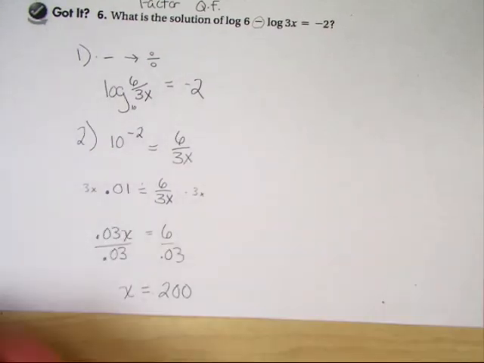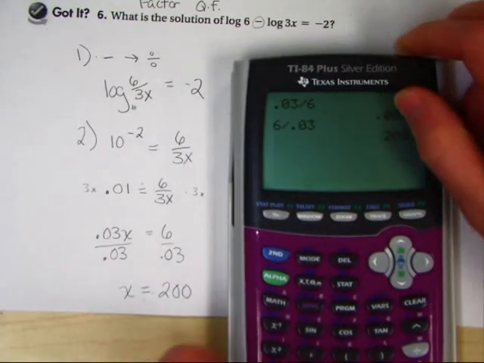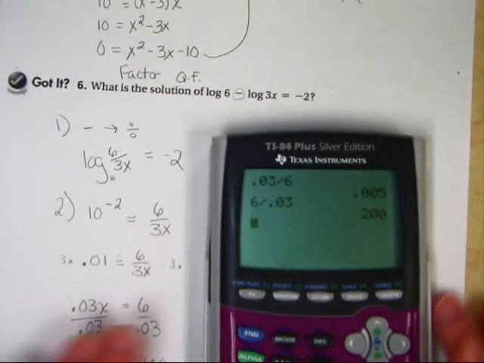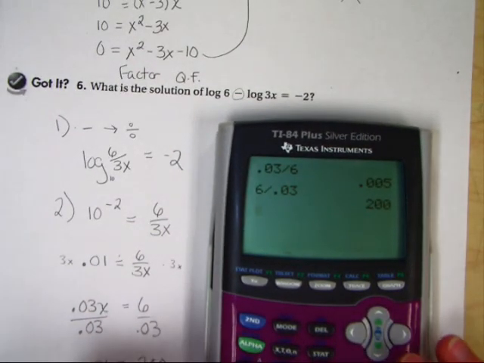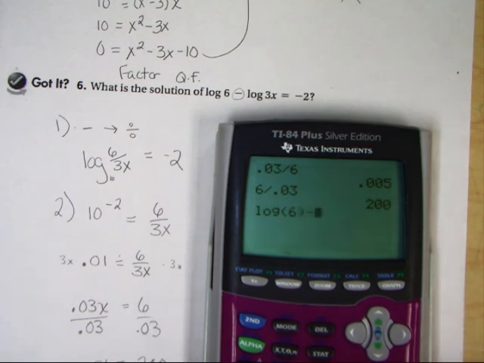To check and see if we did this right, I'm going to take my calculator. We're going to go up here and check it out. Log of 6 minus log of 3 times 200 is negative 2. So we did it correctly.